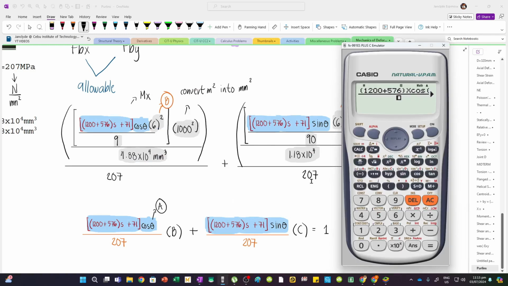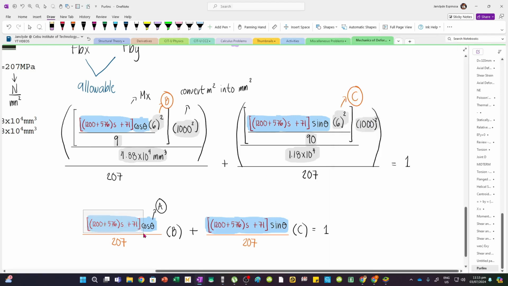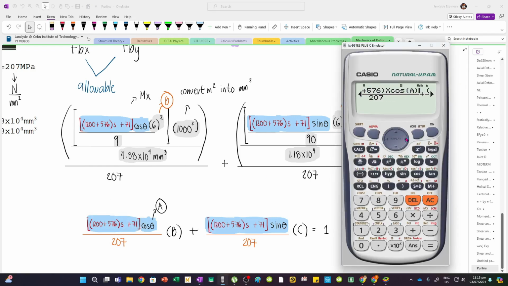Again, theta is stored into A. Lalagay ko na lang, this is divided by 207. And then plus 1,200 plus 576 times S plus 71. By the way, this must be in a parenthesis, yung buo. So we still have plus 71, cosine theta over 207. And then 1,200 plus 576 times X plus 71. Lalagyan natin ng parenthesis. And then sine theta, which is again stored into A, divided by 207.